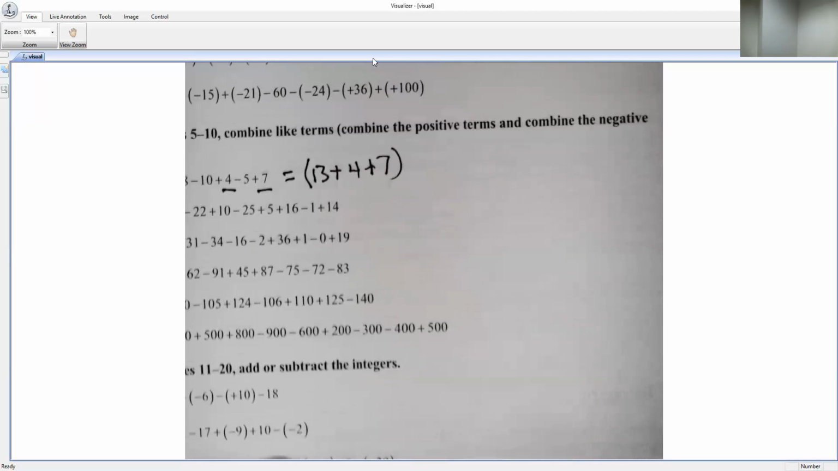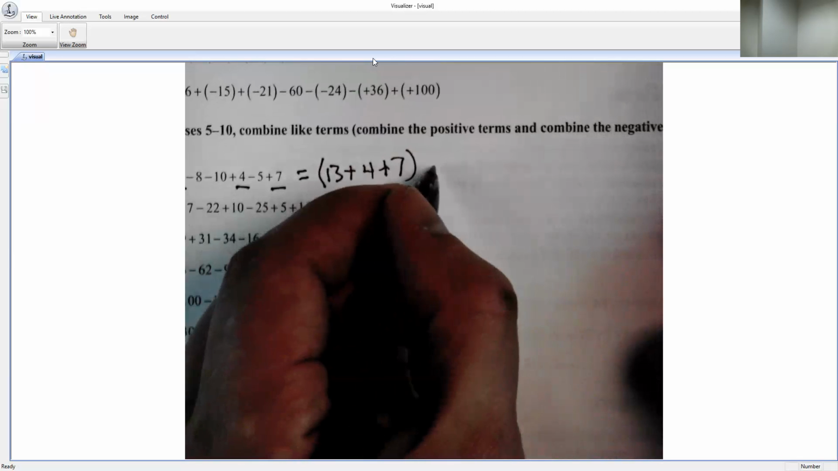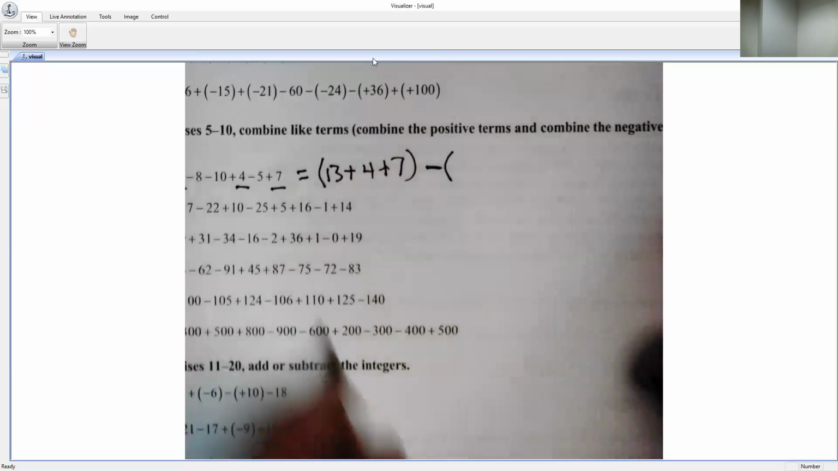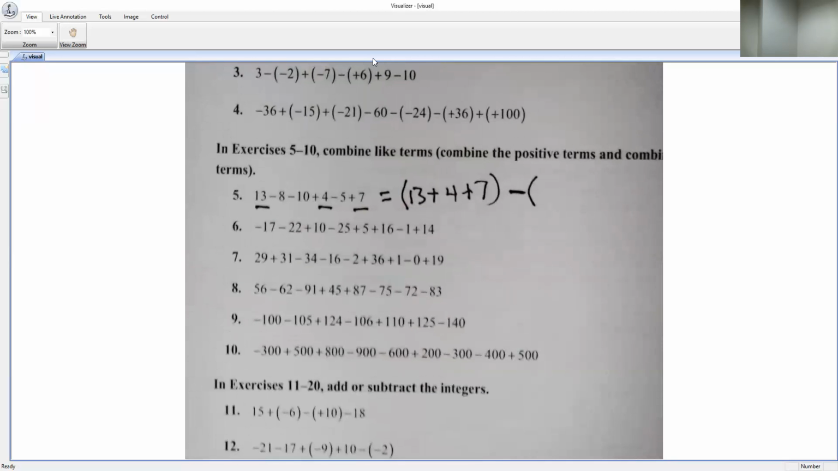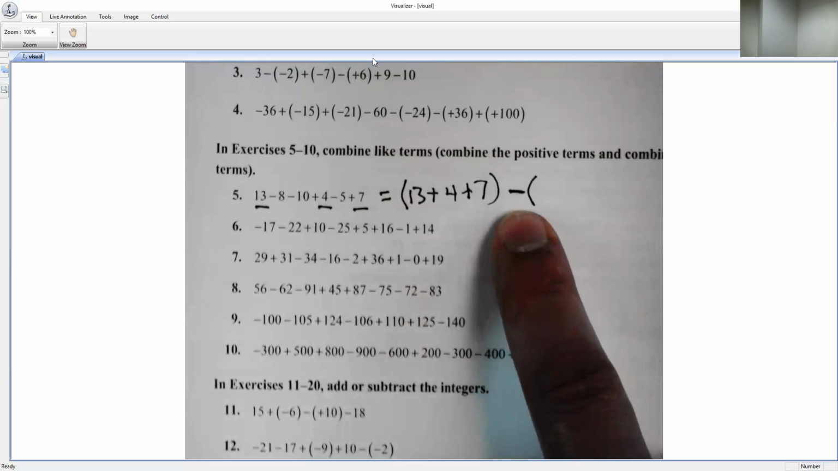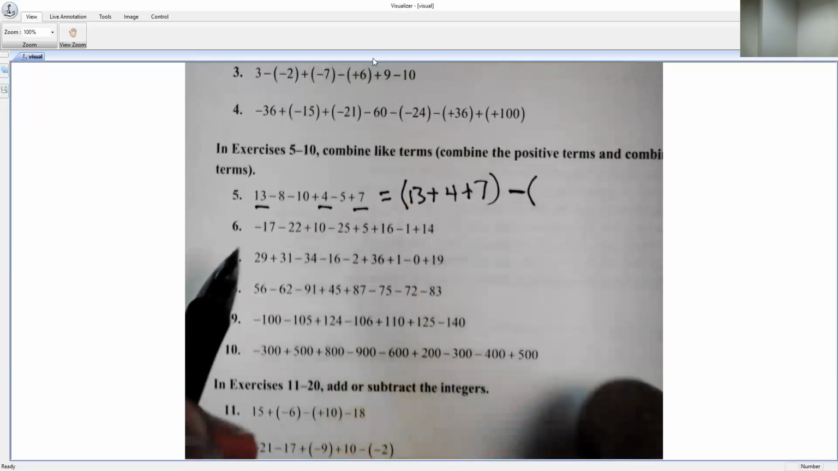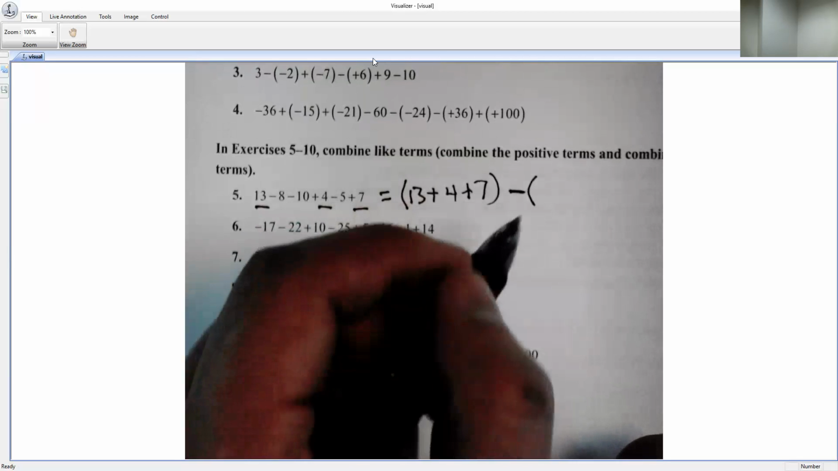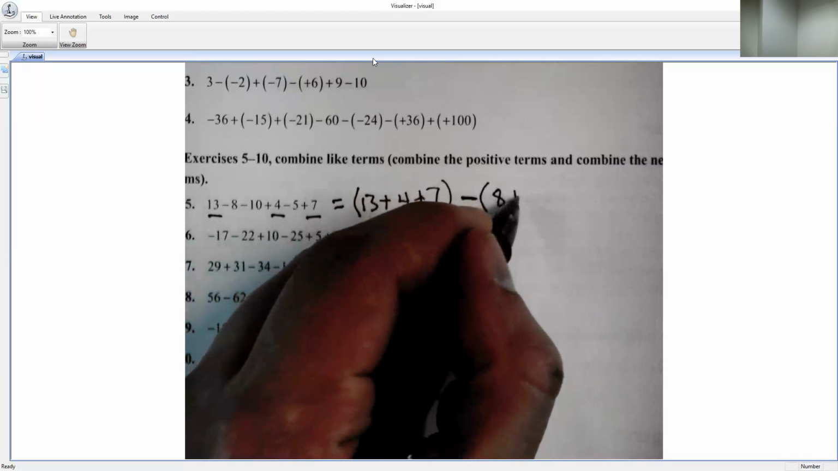And now we're asked to group the negative terms together. So if I put a minus sign, this will count for all the terms being negative. So I don't have to rewrite those negative signs. This one negative sign does it for all the numbers I put in the parentheses here. So now we look at all the other ones, which should all be negative, the 8, the 10, and the 5. And we could just write those inside as 8 plus 10 plus 5.